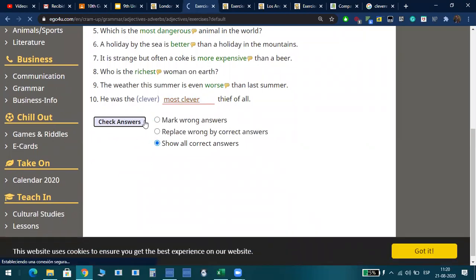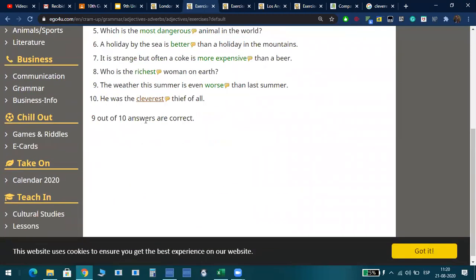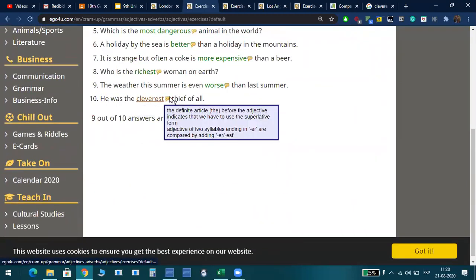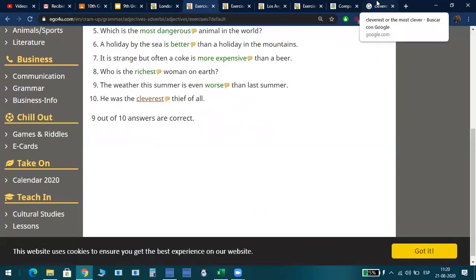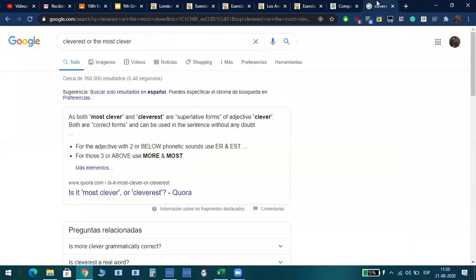¿Cuál es la idea? A ver, ¿cuál es la que va a querer tomar? The cleverest. Ya, ¿ven? The cleverest. Así como lo puso el José, está correcto. Y como me hizo la Joe, también está correcto. Clever, both forms are correct. It can be used in a sentence without any doubt.